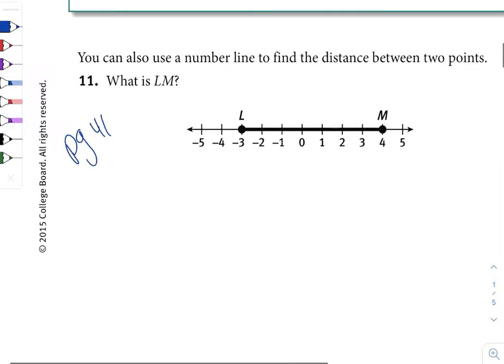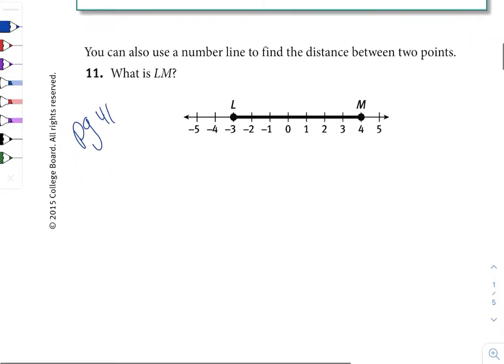Okay, so it says you can use a number line to find the distance between 2 points. So on a number line, the more left you go, the smaller the numbers get. The more right you go, the bigger the numbers get. It doesn't have to always be in the middle, starting at 0. It could be any number from negative infinity to infinity. So in this case, we can see this number line. We have L at -3 and M at 4, and we want to find LM.